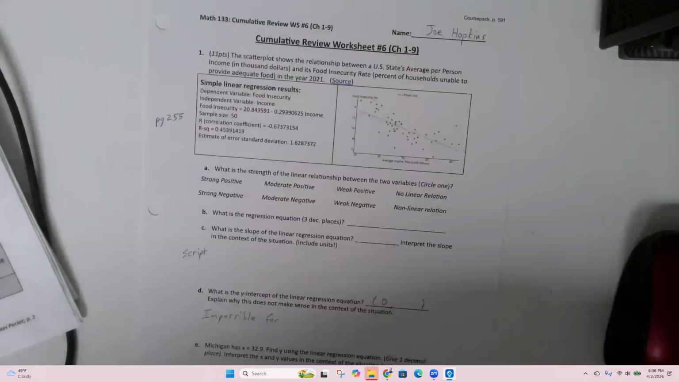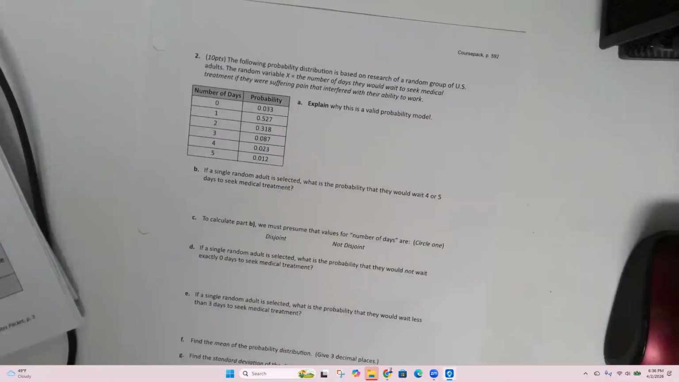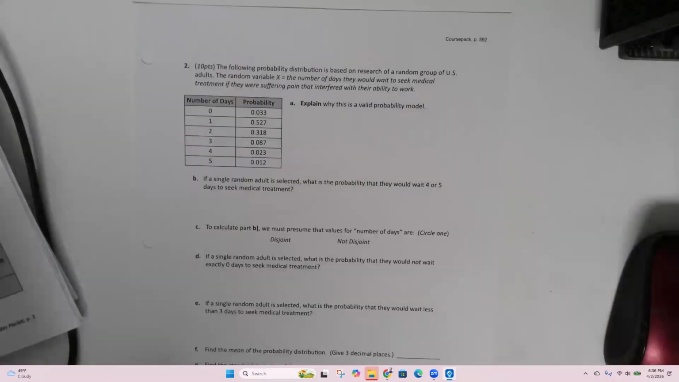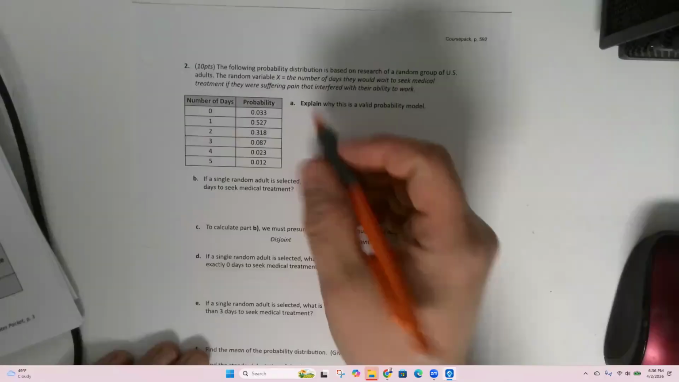Let's go on to page 592. The following probability distribution is based on research of a random group of US adults. The random variable x is the number of days they would wait to seek medical treatment if they were suffering pain that interfered with their ability to work. Explain why this is a valid probability model. So there are 2 parts to that.